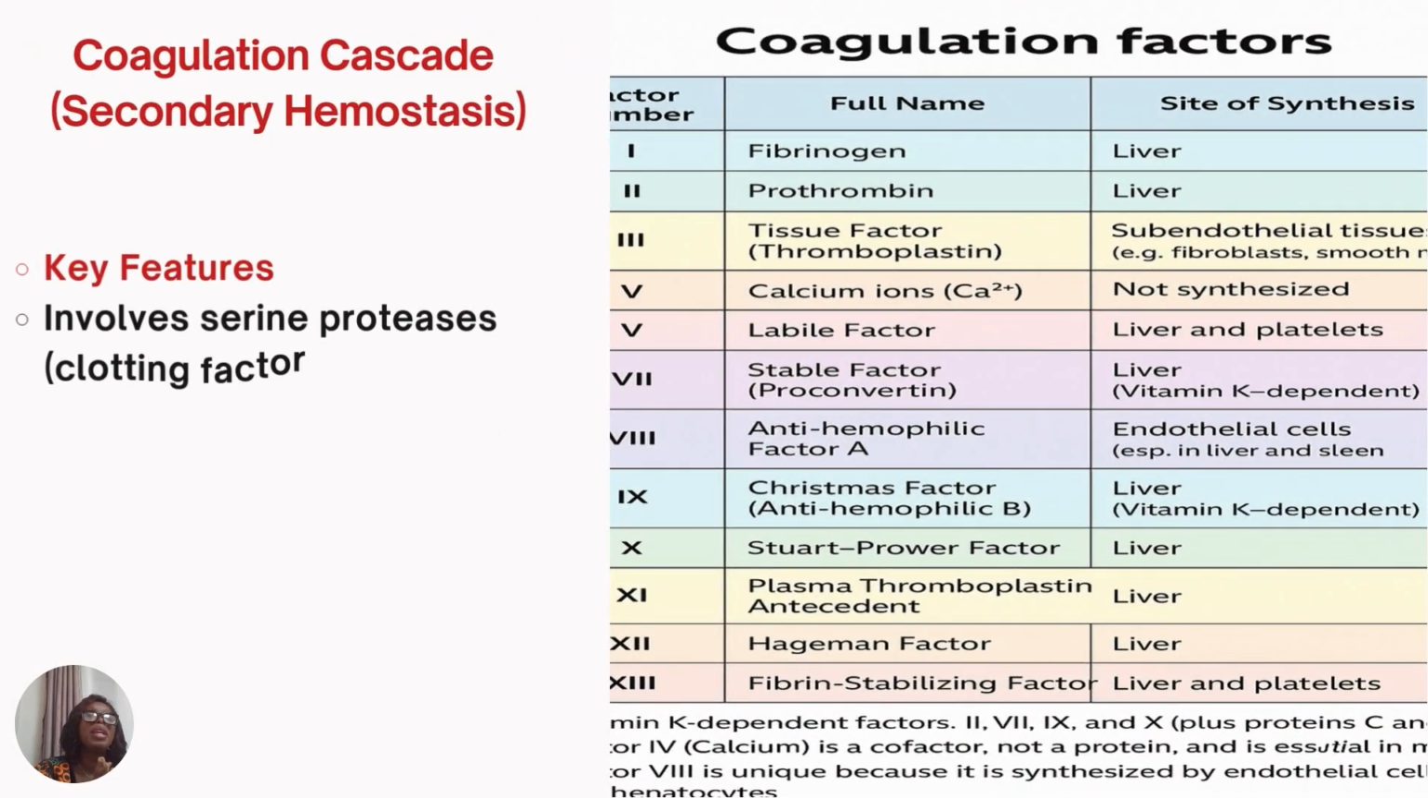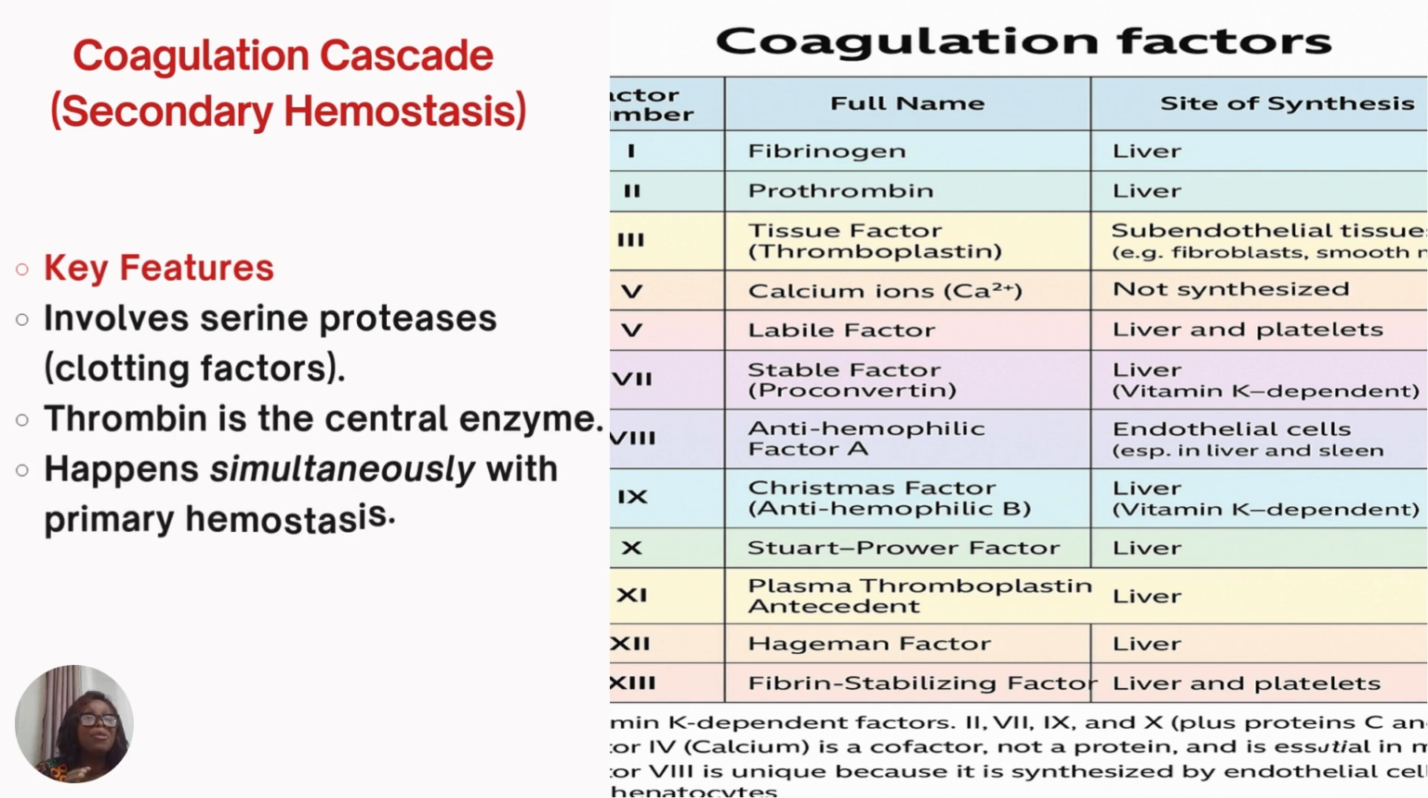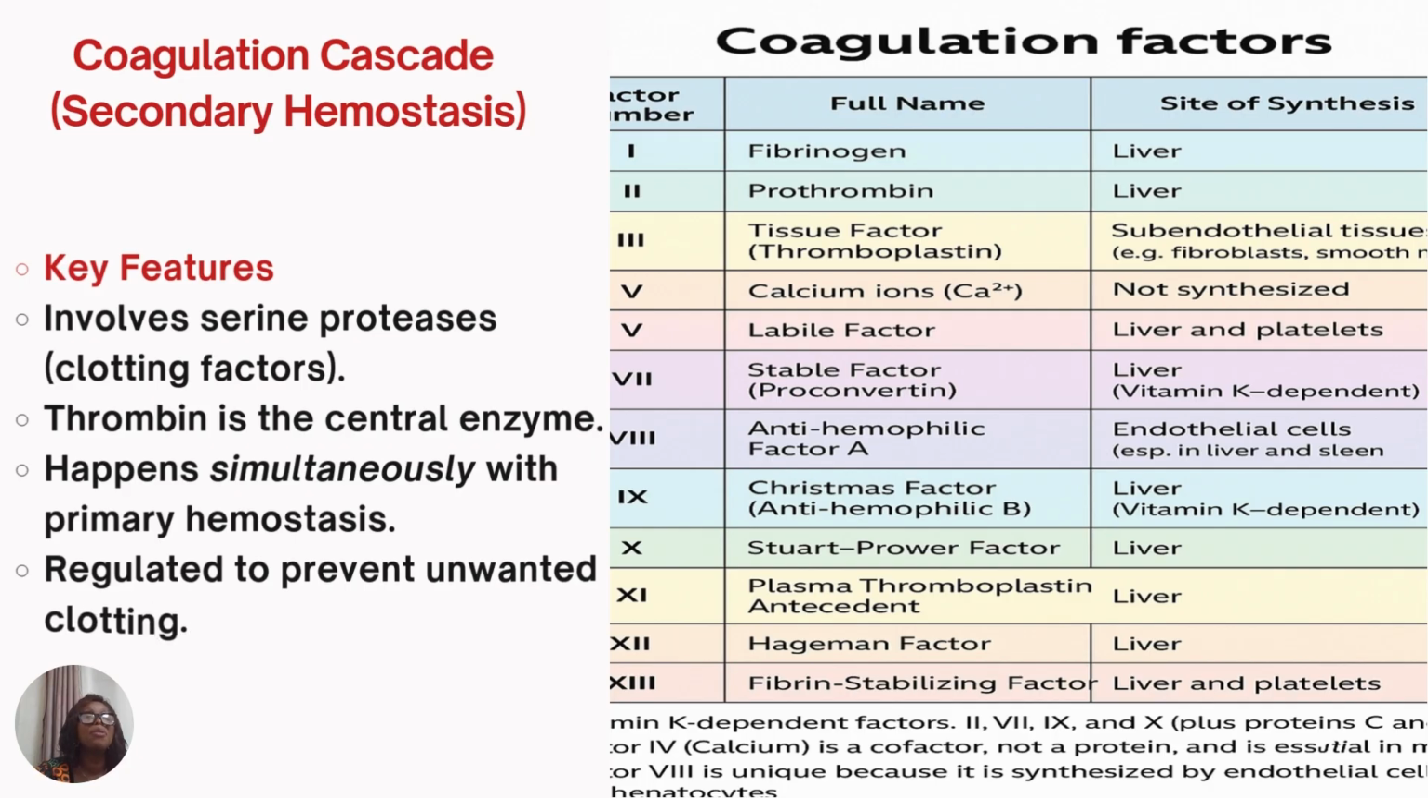Before we go into the secondary hemostasis proper, it's good for you to know that the key features of this process involve serine proteases, what we call clotting factors. Thrombin is the central enzyme in this coagulation cascade. This process happens simultaneously with primary hemostasis, and it is tightly regulated because we don't want unwanted clots being deposited in various parts of the body.